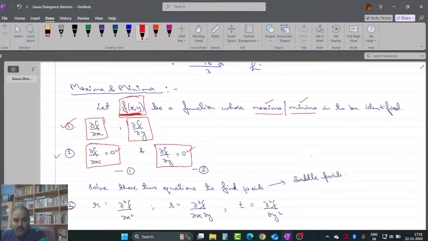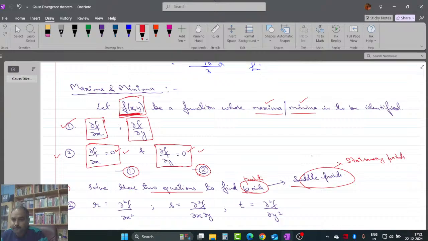When we are equating both the terms, we'll be getting equation number 1 and equation number 2. The next step is we need to solve these two equations to find certain points. And these points are known as saddle points, or it can be written as stationary points. Both are the same thing.